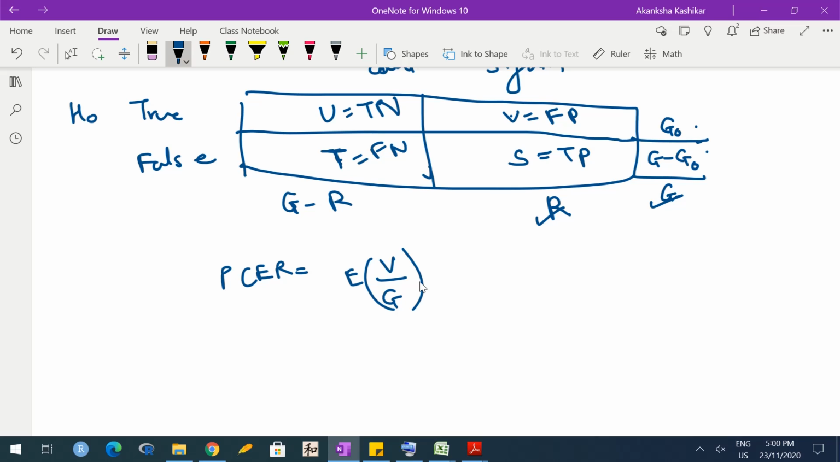What do I mean by this? If you carry out 100 tests, each at the 5% level of significance, you may not get exactly 5 false positives. You may get somewhere around 5, because 5 is theoretical, whereas in a sample, of course, some variations are possible. So V by G is supposed to be close to 5%, and expected V by G is exactly 5%. So this is the per comparison error rate.